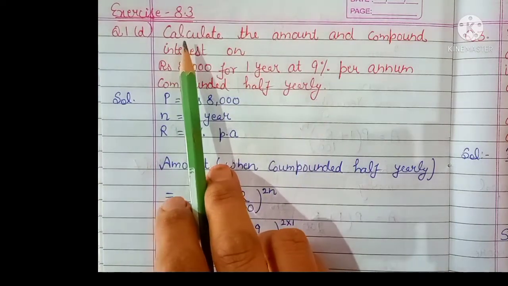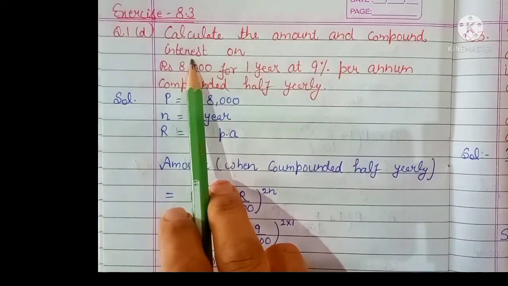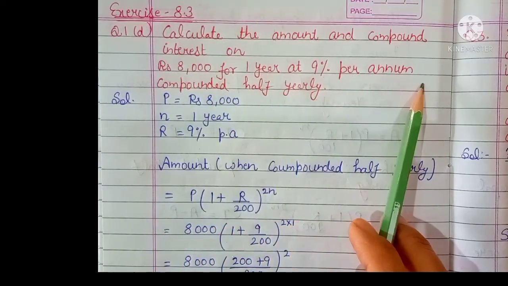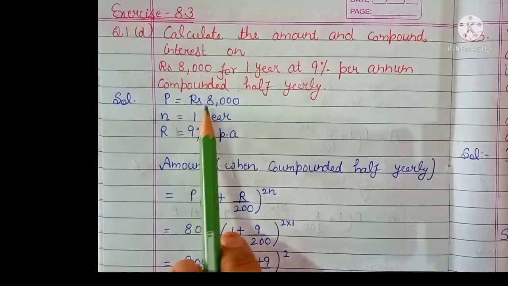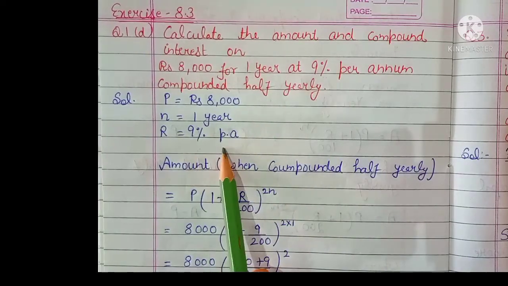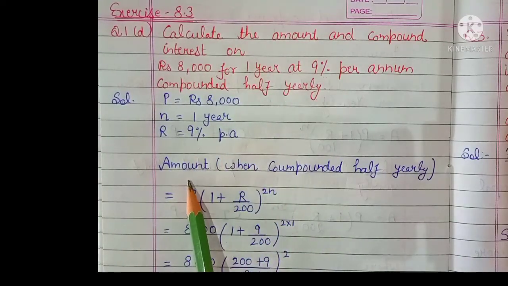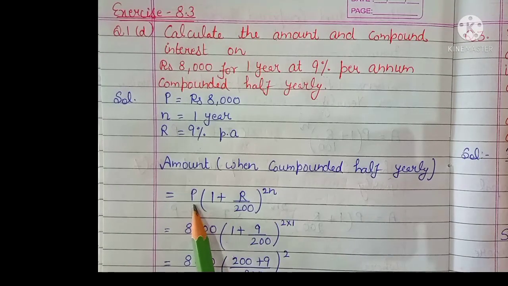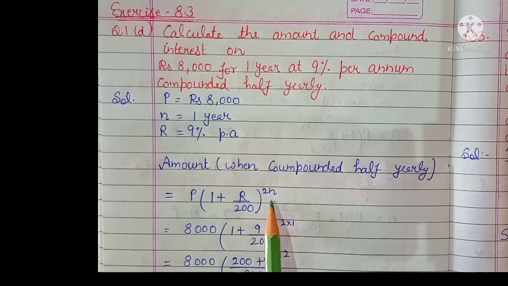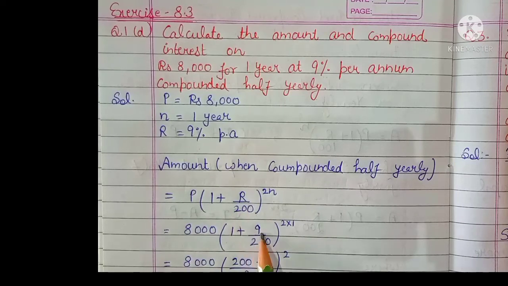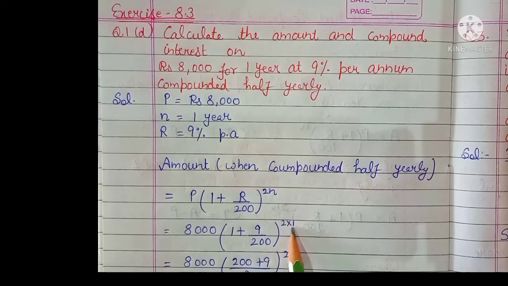Now let's understand question 1, part D of exercise 8.3, that is the question related to compounding half yearly. The question is: calculate the amount and compound interest on rupees 8,000 for 1 year at 9% per annum. So here 8,000 is the principal, n is 1 year and the rate of interest is 9% per annum. Now first of all we will find the amount compounded half yearly, and the formula is P bracket 1 plus R upon 200 raised to 2n. So here I will put the values of P, R and n. N was 1, it is 2n, so it will be 2 multiply 1.